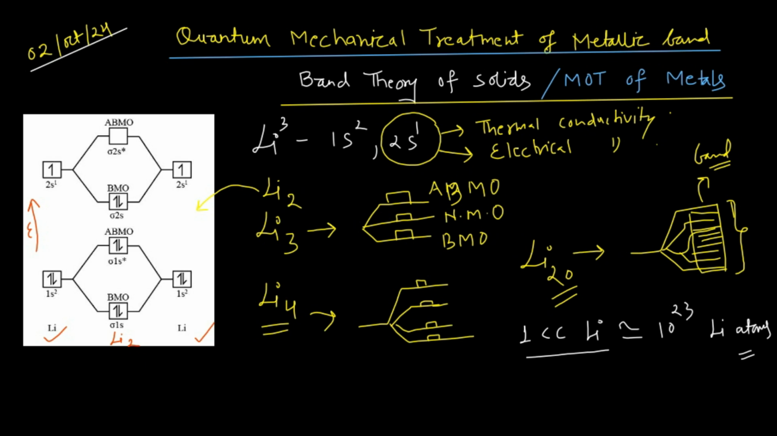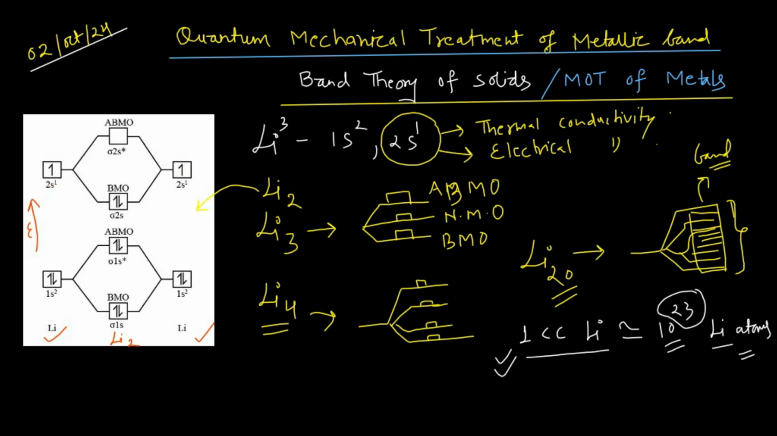Avogadro's principle. You know, 1 mole of any substance will have roughly 10 raised to the power 23 atoms or molecules; more correctly, 6.023 into 10 raised to the power 23. This is according to Avogadro's principle. So if you take 1 cc of lithium, you have this much, 10 raised to the power 23 lithium atoms, and definitely then you will have 10 raised to the power 23 of 2s orbitals.